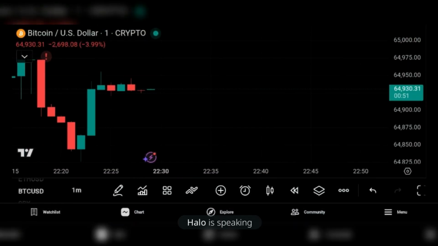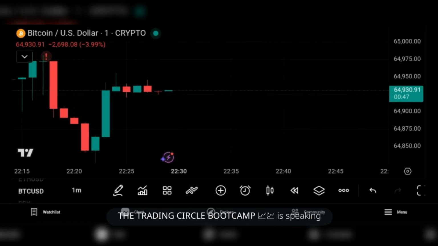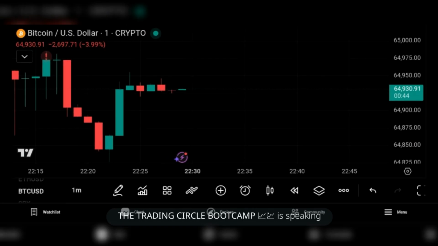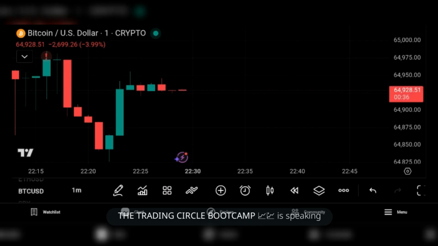So that's how candlestick works, depending on the time frame that you are in. This is a 1 minute time frame. You see, it's 37 seconds left. Did you see what just happened? That candle was green. Now it's turned red.